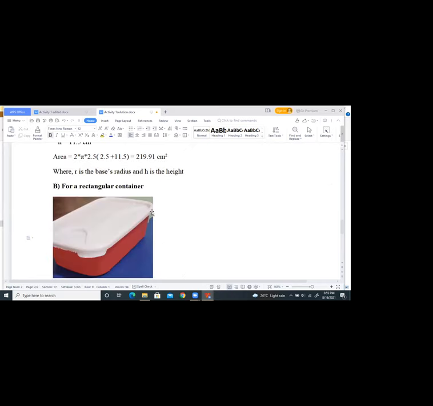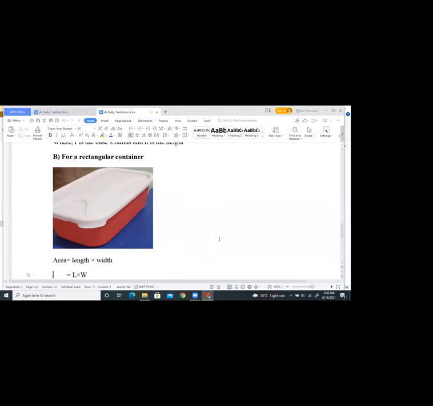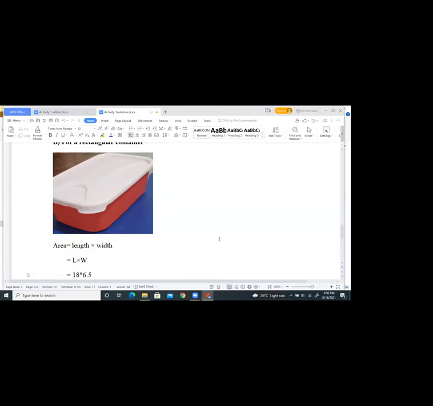So when you go on the rectangular container, I try to use this one, Mighty Fin, as the rectangular container. They normally use it to pack OD, for those who eat OD in supermarkets. Since this one is rectangular, to find its area, you can use length times what? Times width. So how are we going to measure the length?